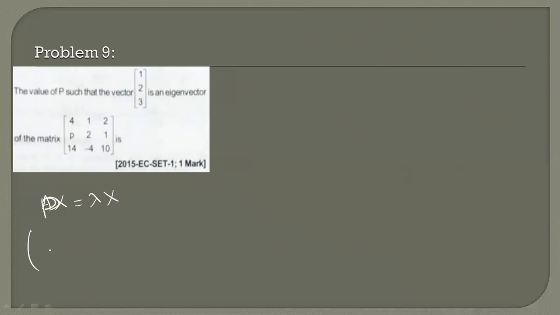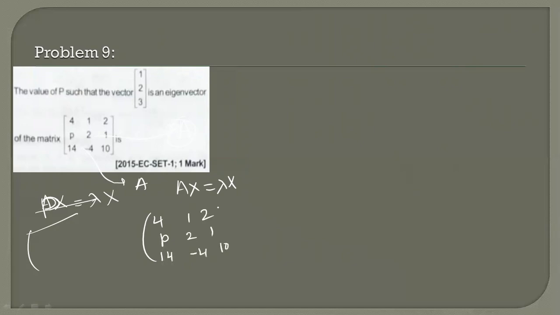So the matrix is not given to you. Call it as this is a matrix. Suppose the matrix A is given to you, then Ax will be equal to lambda x only. Right? 4, 1, 2, P, 2, 1. We are interested in the value of P.